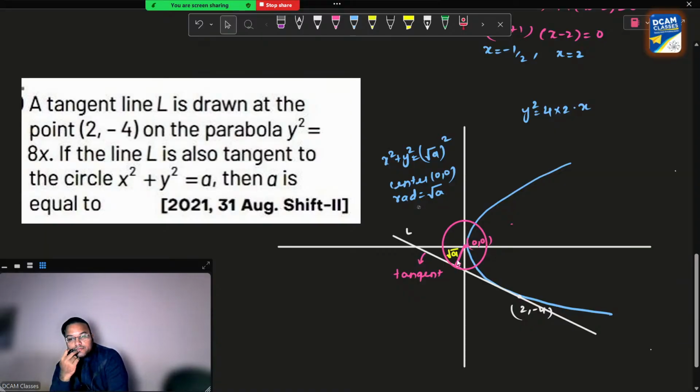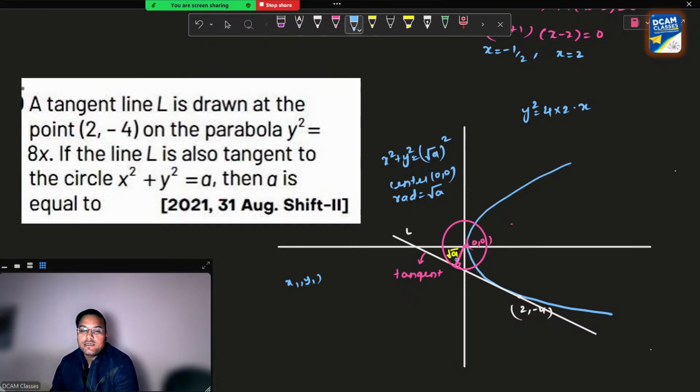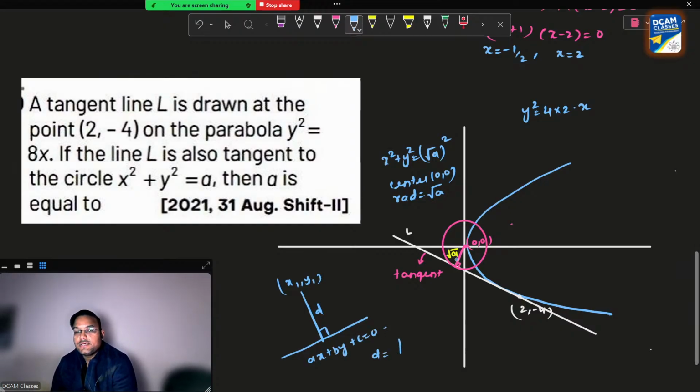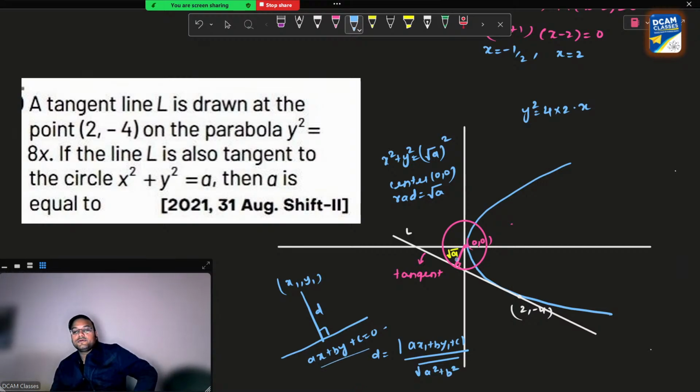Both formulas you know. You know these formulas now, or you want me to make you remember? Tangent you may be knowing, but length of perpendicular from a point x1, y1 to the straight line ax plus by plus c is equal to 0. This is the line. And this distance d is given by mod of ax1 plus by1 plus c over root over a square plus b square. And this ax plus by plus c here will be the equation of tangent. Biggest hint.